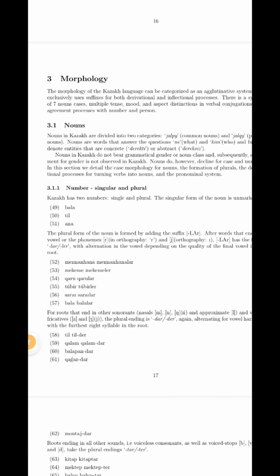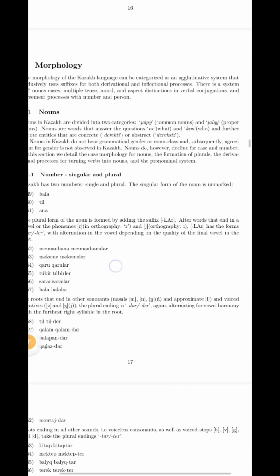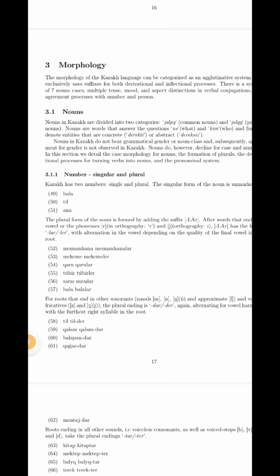Singular means жекеше. Plural in Kazakh means көпше. I'll write it later. The singular form of the noun is unmarked. Bala means child. Til means tongue, or language, for example Kazakh тілі, Kazakh language. Ana means mother, mom.